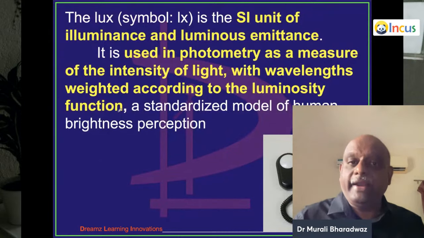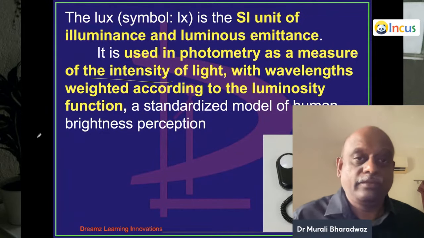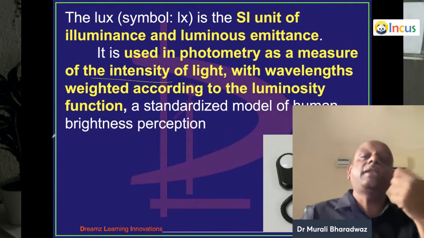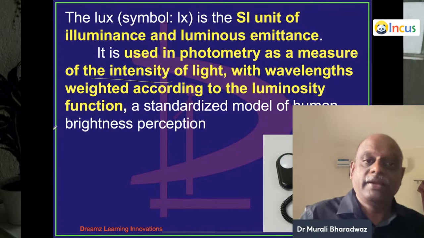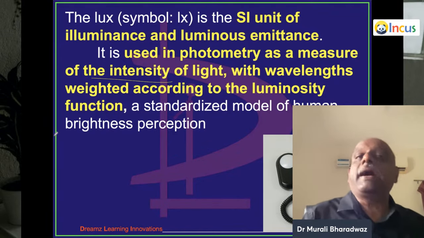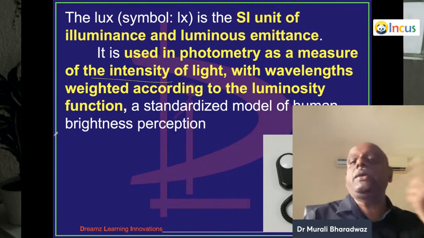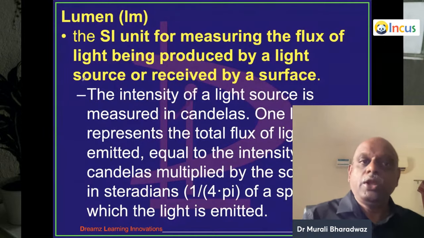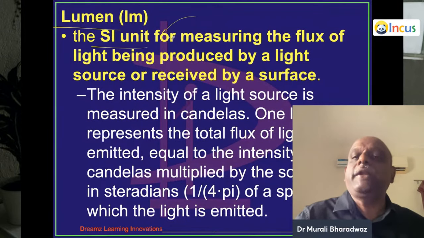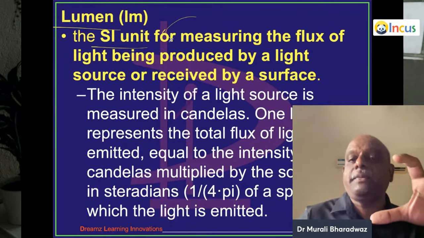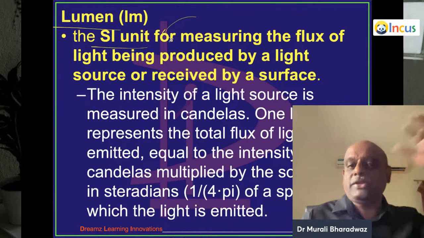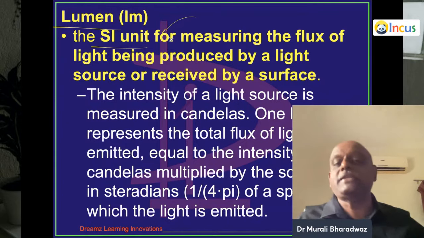So in photometry, as a measure of intensity of light, we use the lux as an SI unit of illuminance. Lumen is the SI unit for measuring the flux of the light being produced by the source of the light or received by the surface.